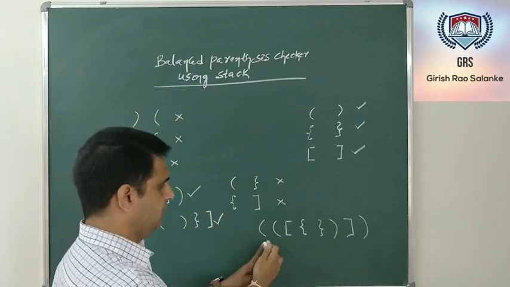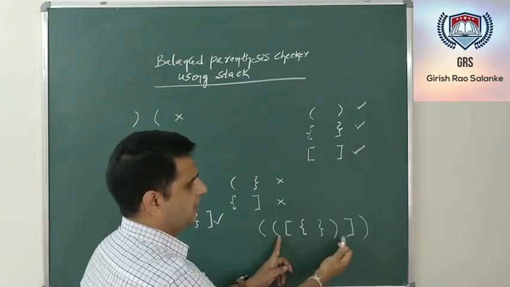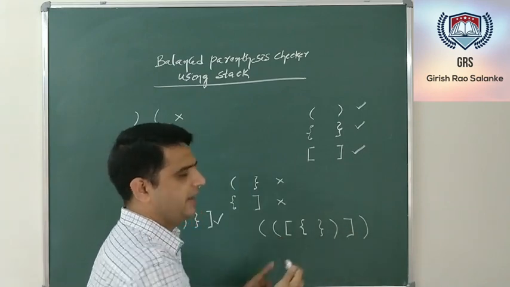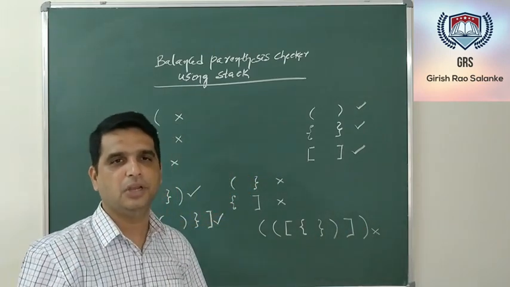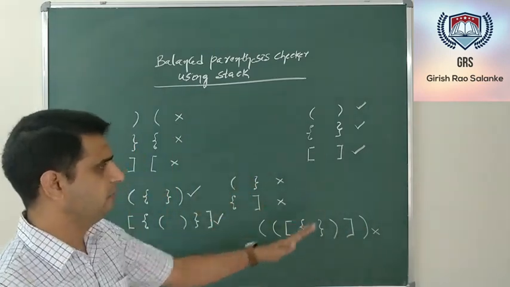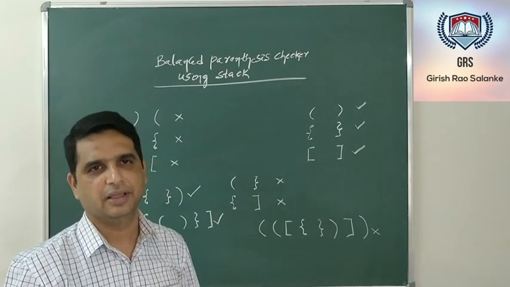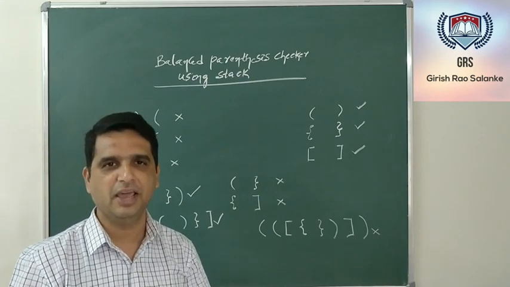If you see, this left parenthesis matches with this right parenthesis. This other left parenthesis should match with a corresponding right parenthesis here, but there is a right angle bracket here, so this is invalid. Now our objective is, given any of these inputs, I should state whether the expression is valid or not. Hope the objective is clear.